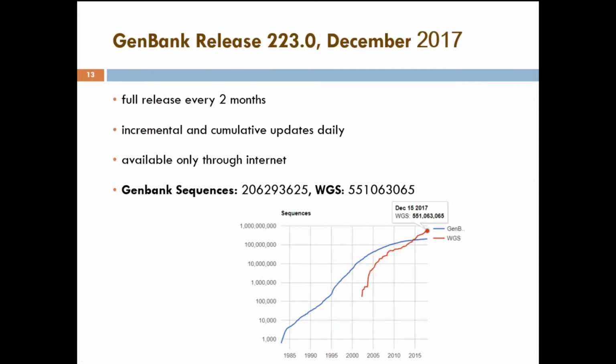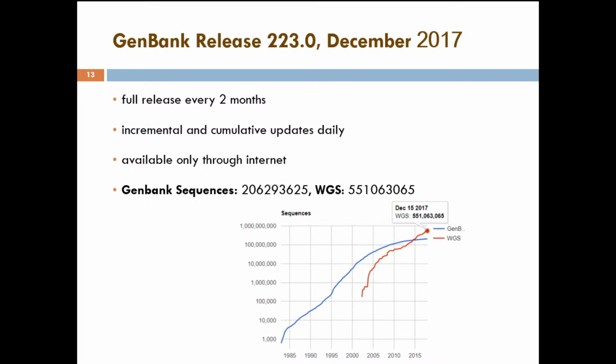Full release every 2 months. What does that mean? Say for example, currently the number of sequences deposited into GenBank is say 25 crore. In the coming 2 months, whatever sequences are deposited by submitters will not be reflected in the database immediately until and unless they are verified by the GenBank administrator. Once it is verified, then after 2 months that will be released.